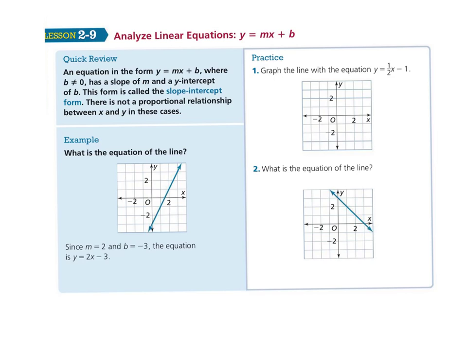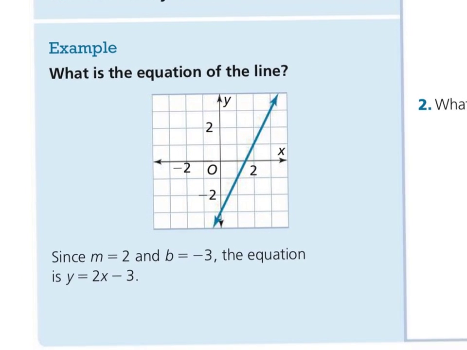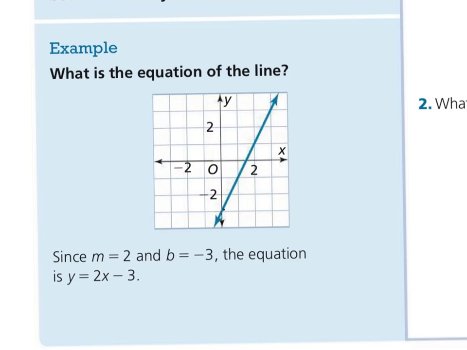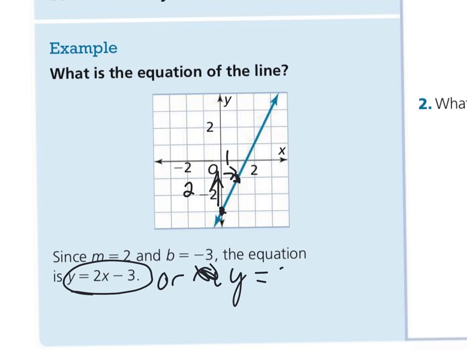Lesson 9, analyze the linear equations y equals mx plus b. So again, this is slope-intercept form. In the example, they want us to write the equation of the line. For the equation of a line, we need two things: the slope and the y-intercept. The y-intercept is -3. Find another point. We could go up 2 and over 1. So 2 over 1 is the same as 2. Slope is 2. So the equation would be y equals 2x minus 3, or you could say y equals 2x plus -3, which would be the same thing.